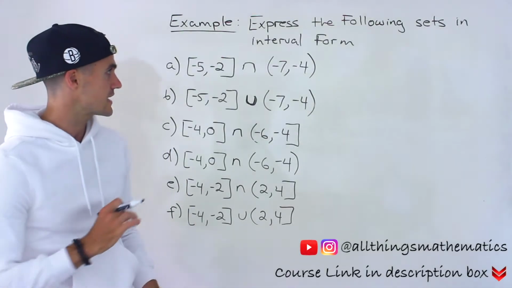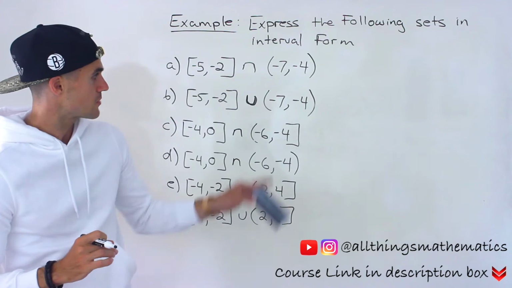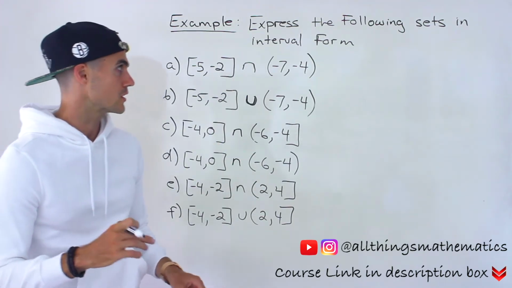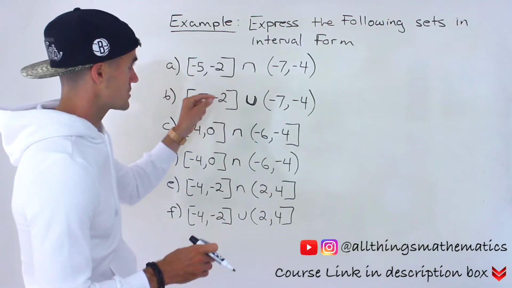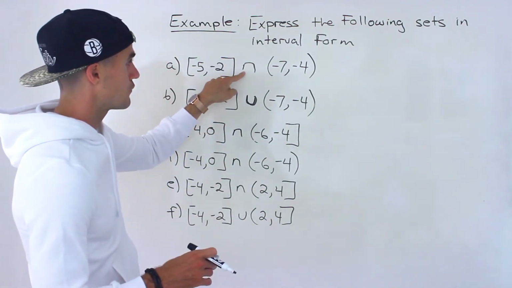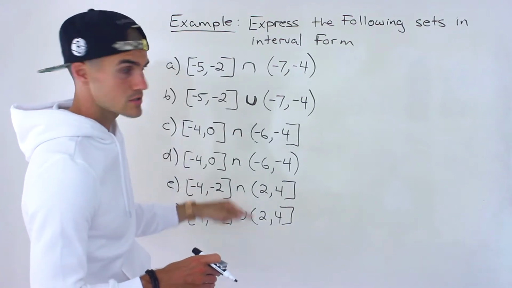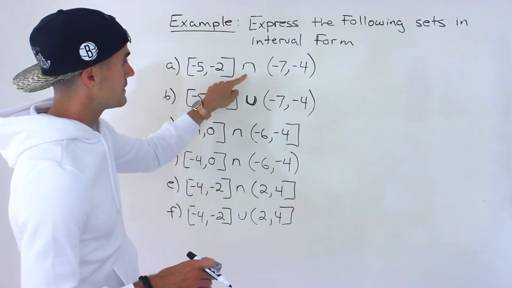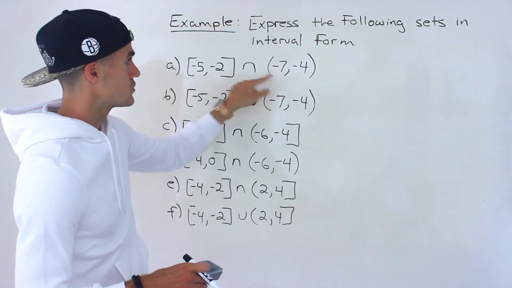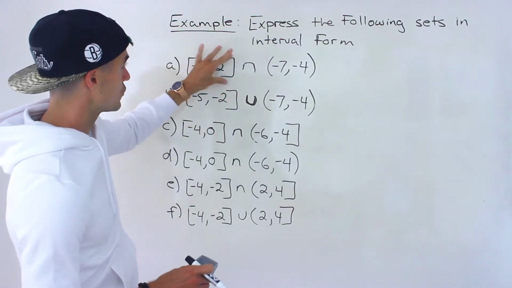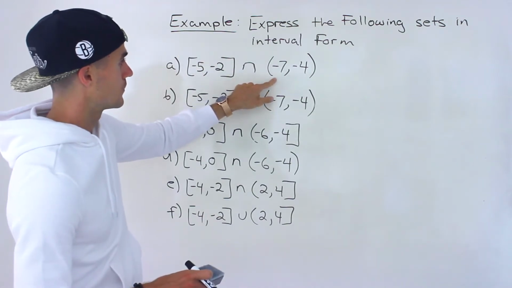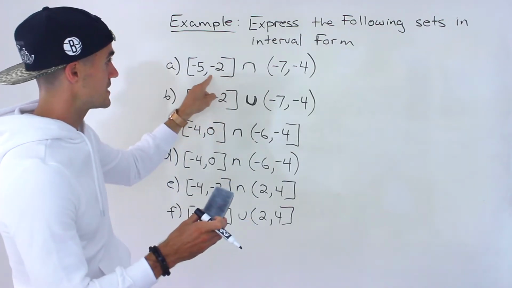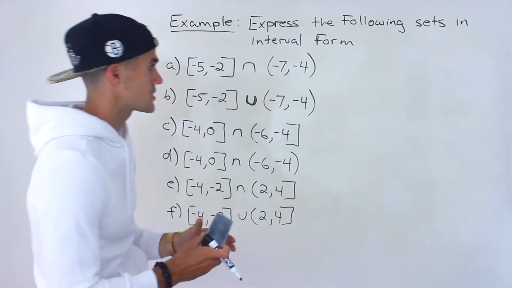Patrick here. In this next video, what we're going to do is express the following sets over here in interval form. So we're going to be getting some practice in with intervals and also set operations. Notice we have intersections and unions throughout here. So starting with A, we have to find the intersection of these two intervals. Notice this is a full closed interval, this is an open interval. What parts are common in both? What's in this one and in this one, that's what the intersection means.